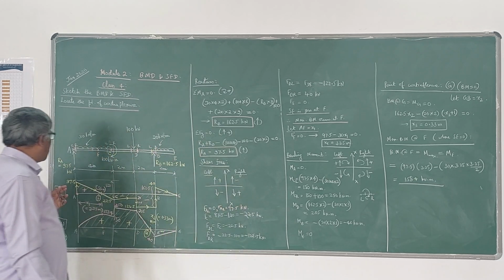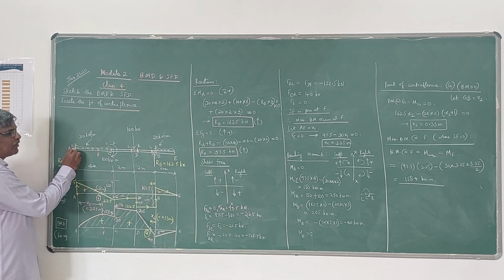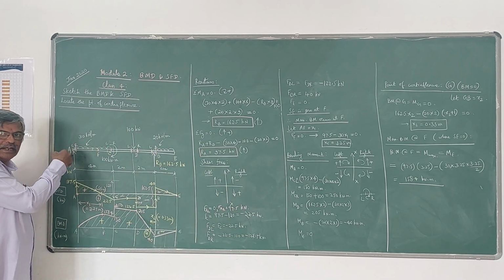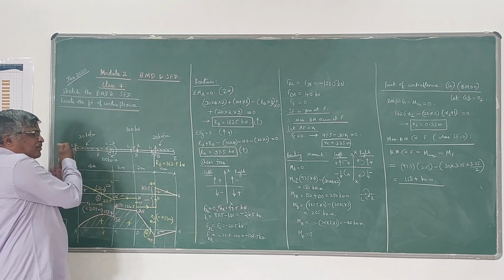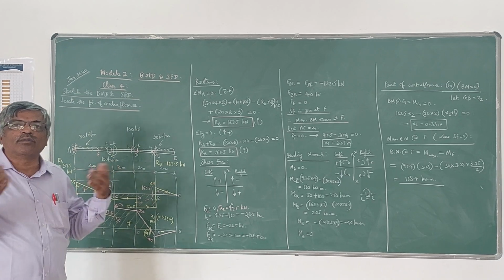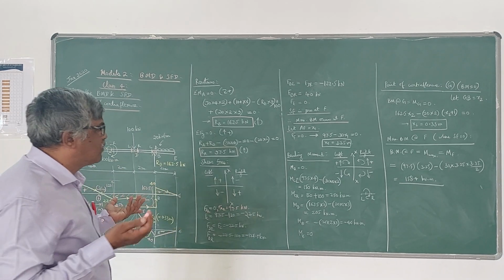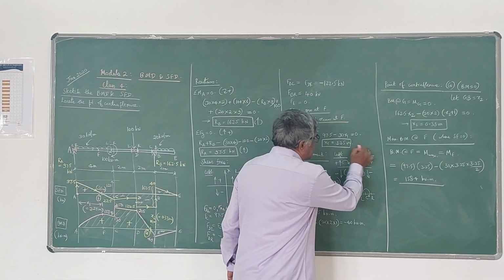As we know, at the simple support, which is at the end, the bending moment is 0 here, because if you see the left side of that, no force is there, no moment is there, therefore bending moment is 0. For bending moment, this is the sign convention.